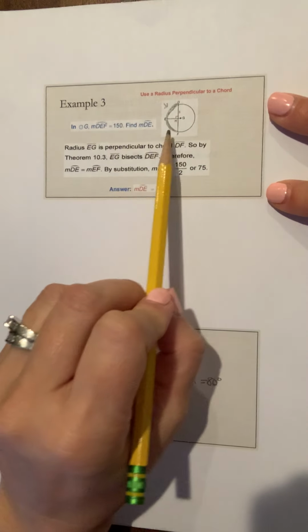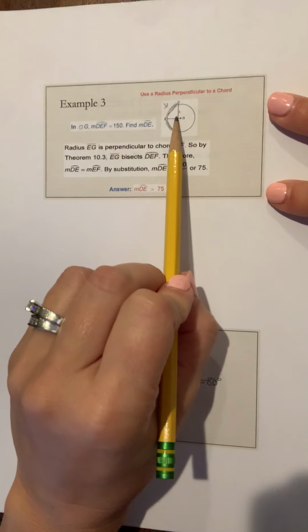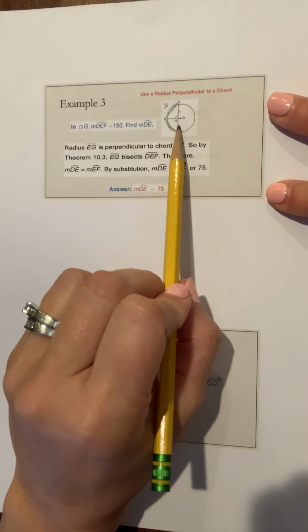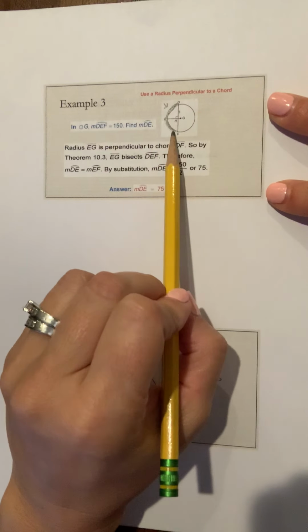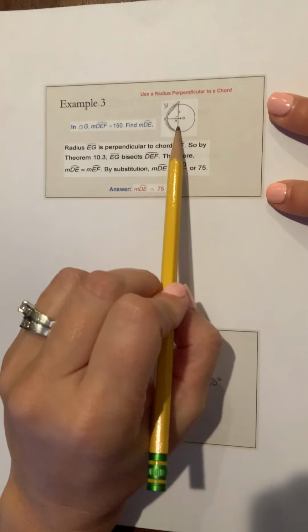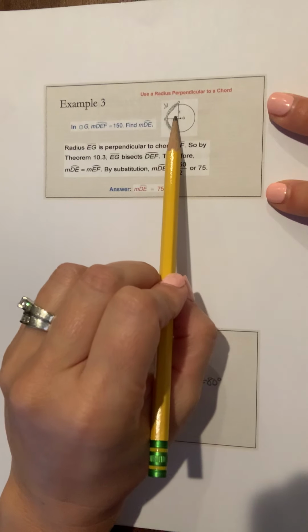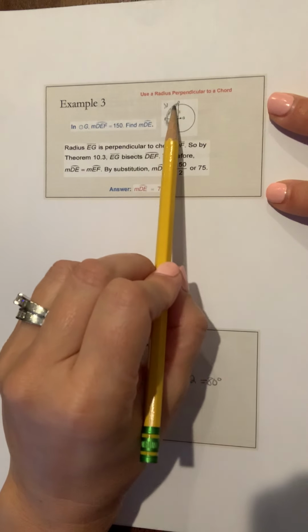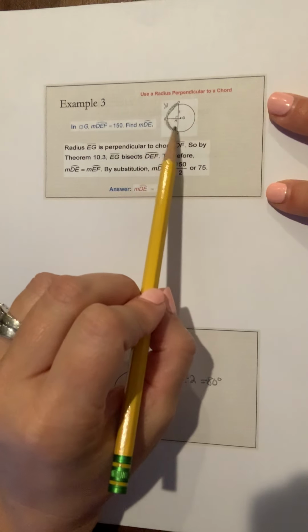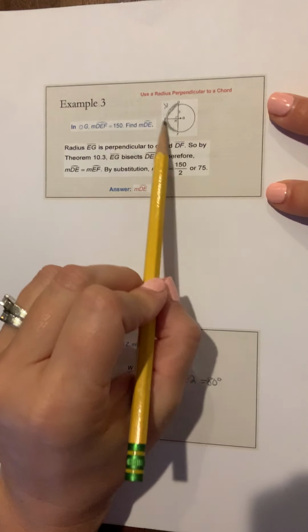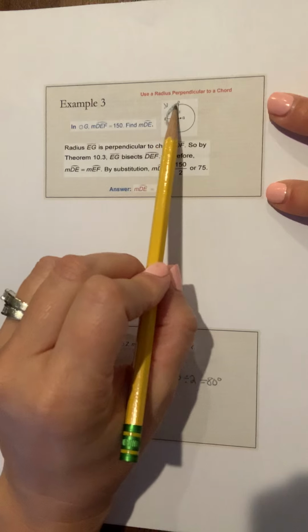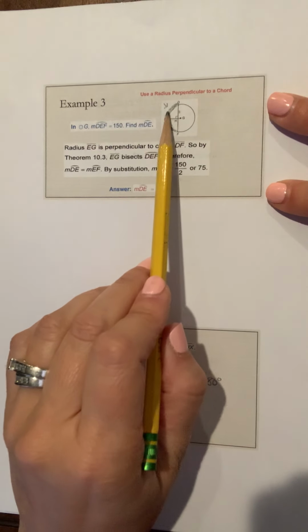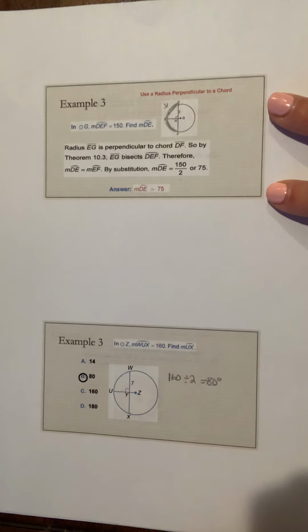All right, let me go back. So if this radius EG is a perpendicular bisector to this chord, then it's bisecting this chord and it's bisecting this angle. So EG, because it's bisecting this chord and it's perpendicular, then it's also bisecting that arc, okay? So if this arc is cut in half equally and the whole thing is 150, I'm just gonna divide 150 by 2 and I get that that little arc is 75 degrees.